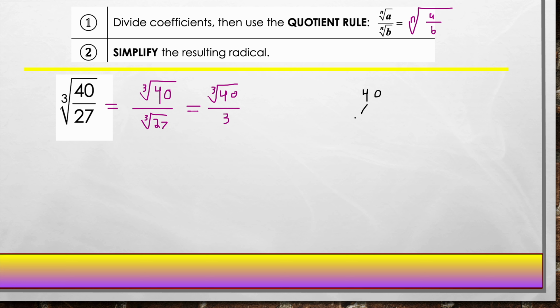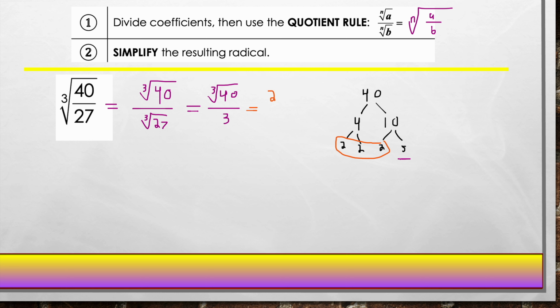So for 42, things that go into 40 are 4 and 10. The 4 goes down to 2 and 2. And the 10 goes to 2 and 5. So when this is all said and done, we have 3 2's here. Remember, it's a cubed root, so we're looking for triples there. So we're allowed to bring that 2 to the outside.